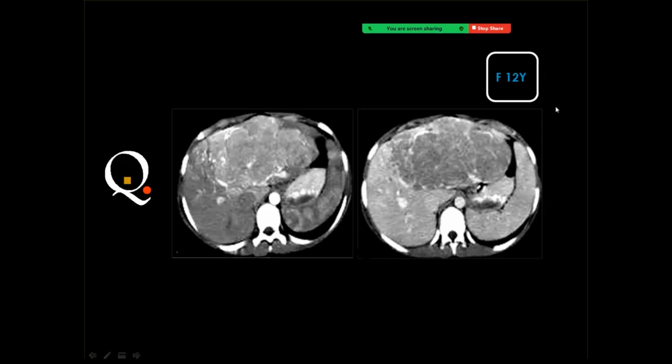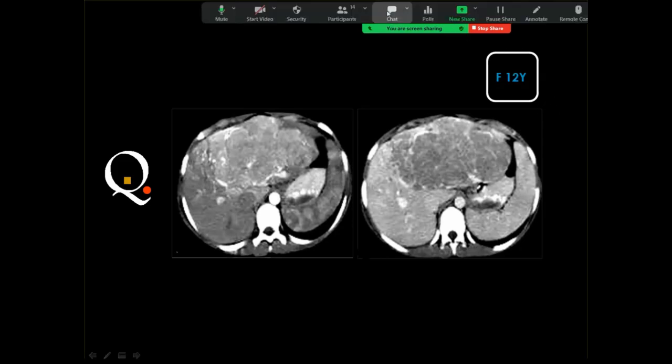Next case is a female child, 12 years old, with a big mass in the liver. No, this is not the age of hepatoblastoma.